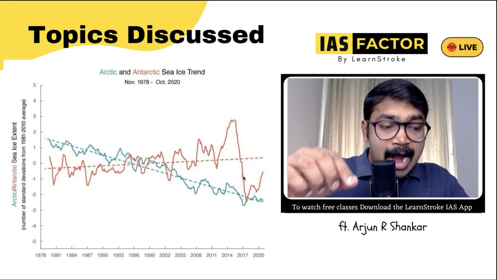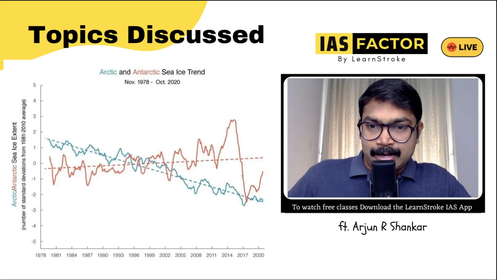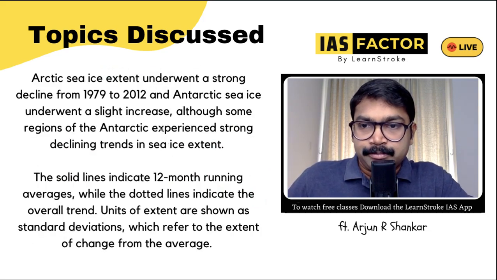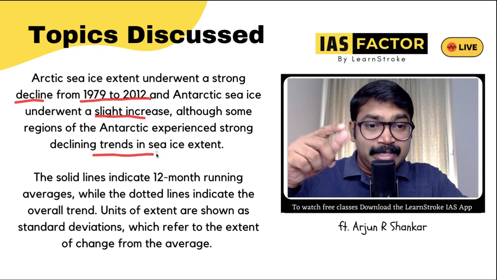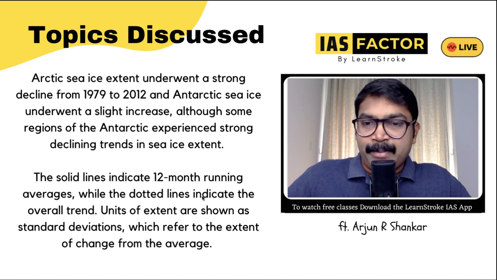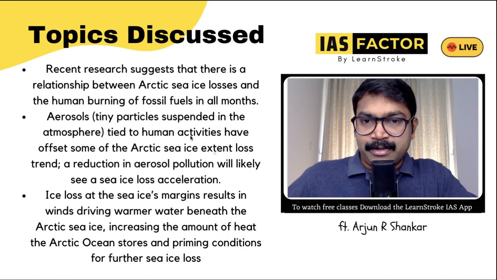So please understand, Arctic is more sensitive than the Antarctic, which is very clear. From 1979 to 2012, Arctic sea ice underwent a strong decline. Antarctic sea ice underwent a slight increase, although some regions of Antarctic experienced strong decline. So please remember this graph, very important. This graph is very, very important for you to understand this major thing.